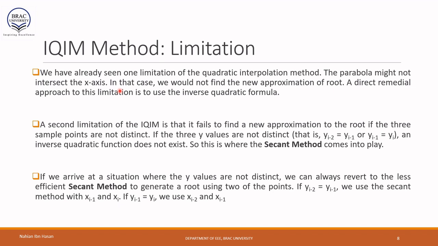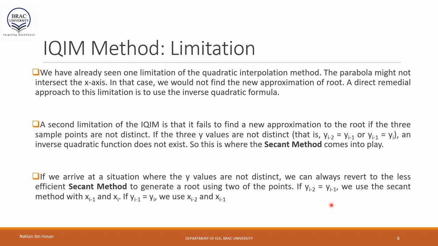So that is going to be a caution for the programmer, or you, that you have to be sure that whenever you are using the IQIM method, all the 3 starting points are different. So that's the condition. It might happen that initially all the 3 starting points are different, but as you calculate through iterations after iterations, at some point it might happen that two of the starting points are similar. It might happen after some iterations.